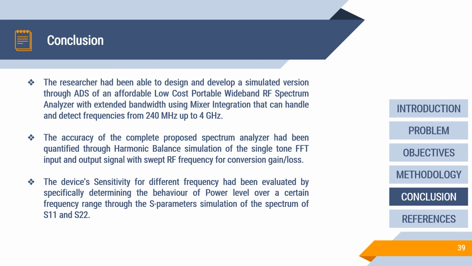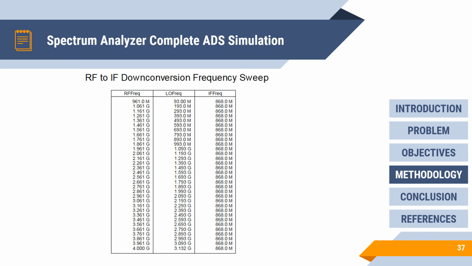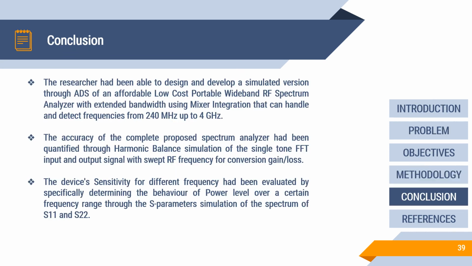A simulated frequency sweep of the remaining frequencies of interest, which is above 960 MHz up to 4000 MHz, had been shown in slide 37. The accuracy of the complete proposed spectrum analyzer had been quantified through harmonic balance simulation of the single-tone FFT input and output signal with swept RF frequency for gain loss shown in slides 35 and 36.